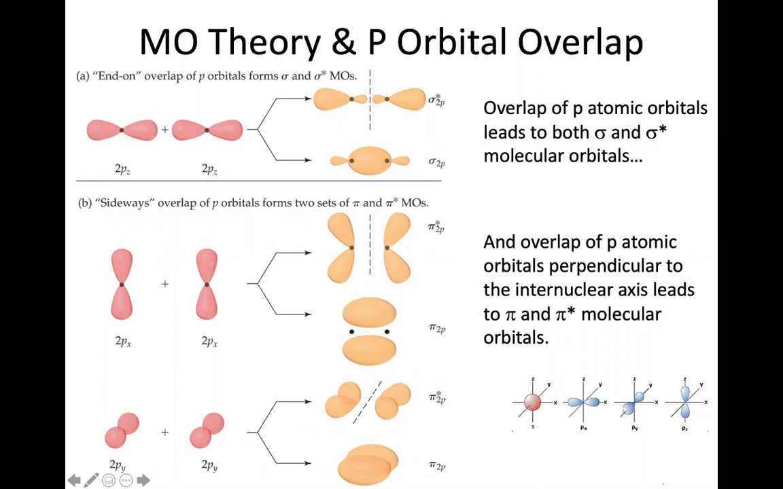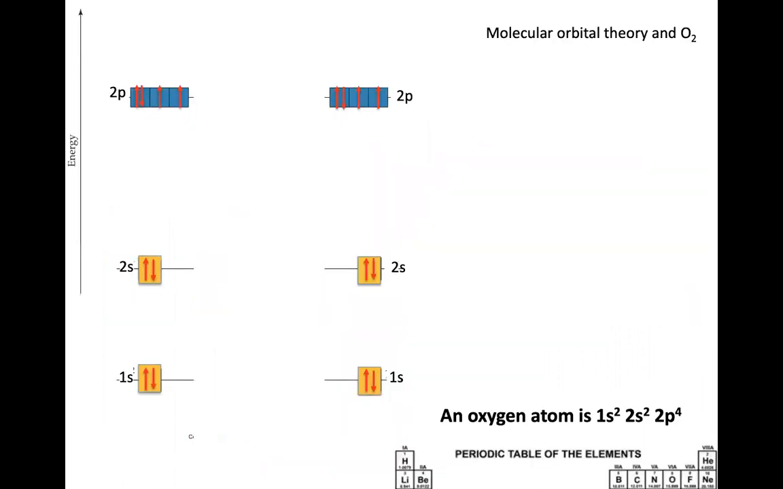So when I populate now my energy diagram for this, once I get to the p orbitals, a little bit more is going to be going on. So let's use this here to explore what we have for molecular orbital theory, how it explains the bonding in O2.